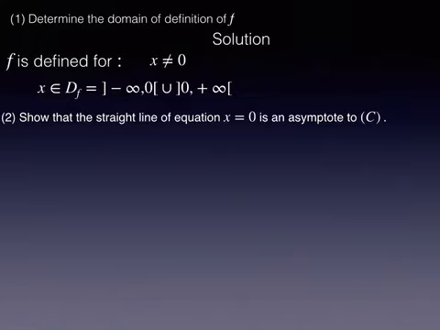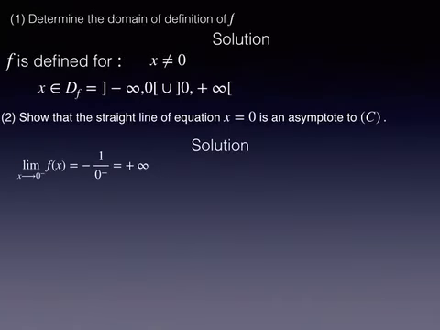And in order to find the vertical asymptote to curve C, we always find the limits at 0 plus and 0 minus. This depends on the domain of definition. So in our case here we have the domain of definition between minus infinity and 0, and 0 and plus infinity. So it is sufficient to find the limits at 0 plus and 0 minus, and then we can deduce that x equal to 0 is a vertical asymptote.